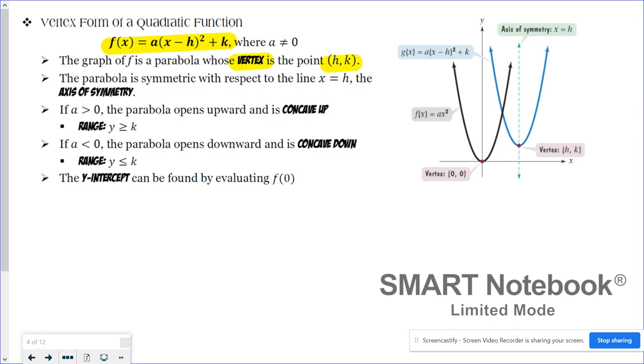Now, I want you to be careful when you're identifying h because of the subtraction. We always have to be careful whenever the x's are involved. Okay. The axis of symmetry is the line x equals h. That a value is going to tell us which way it opens. So if it's greater than 0, it opens up and therefore is concave up. And if it's less than 0, it opens down and therefore concave down. This will also impact our range, because range are our y values, low to high. And then the y-intercept, as always, can be found by evaluating f of 0. So plug in 0 for x and calculate.